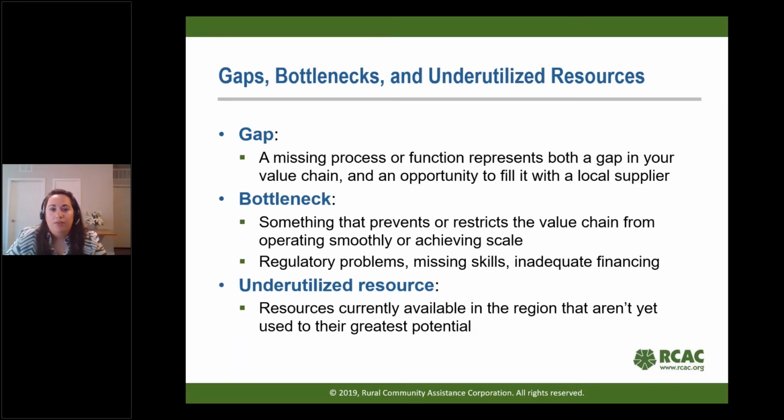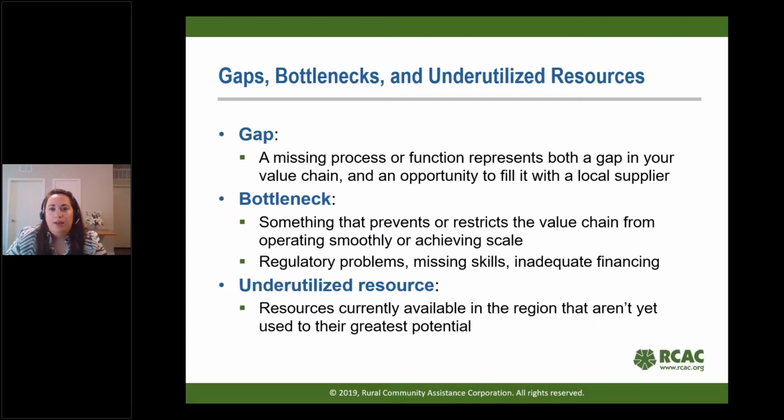You can follow along with the next slides using your Gaps and Opportunities handout from the workbook. Now that you've mapped out your value chain and you understand that there always has to be interest and a leader or coordinator, we want you to look critically at your value chains with an eye out for gaps, bottlenecks, and underutilized resources. Let's begin with what those terms are.